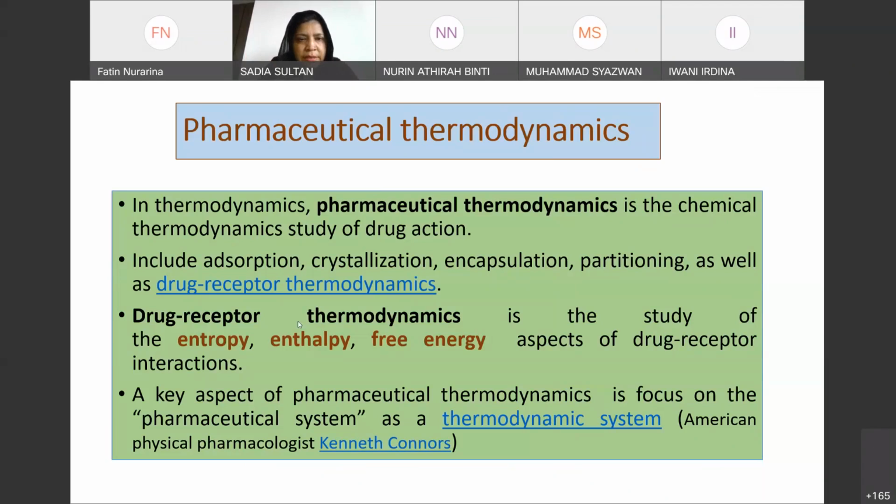Drug receptor thermodynamics is the study of the entropy, enthalpy, and free energy. Later, we will discuss this in detail: what is entropy, what is enthalpy, and free energy. Right now, you may not understand what entropy, enthalpy, and free energy are. But at the end of these two lectures, you should have an idea of what they are and how they relate to drug receptor thermodynamics, right? Okay. And all this comes under drug receptor interactions, right? A key aspect of pharmaceutical thermodynamics is its focus on the pharmaceutical system as a thermodynamic system. Okay.